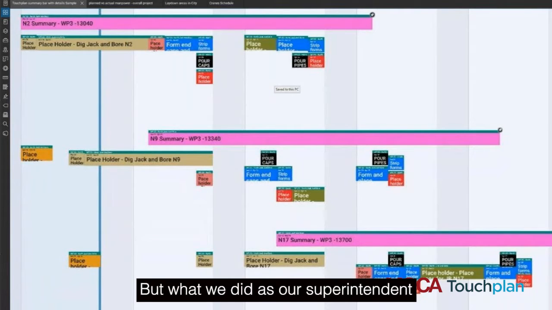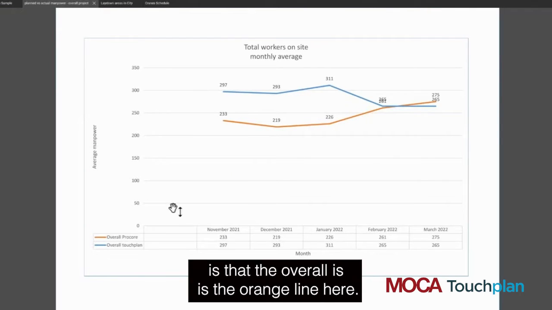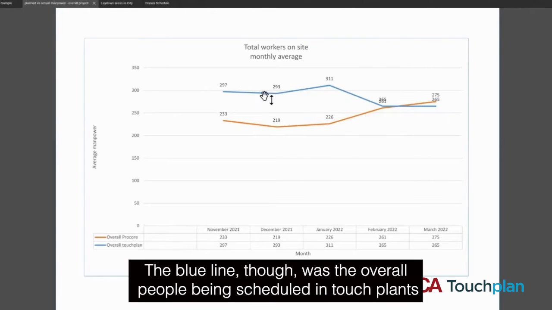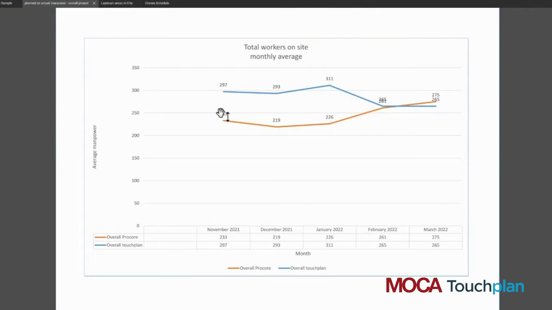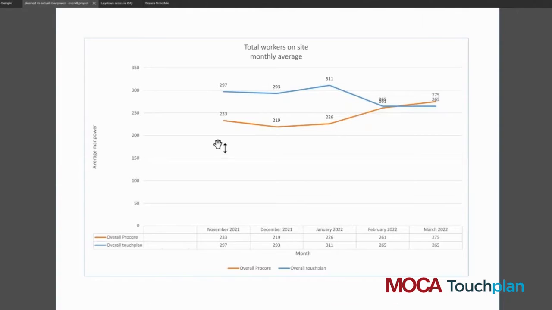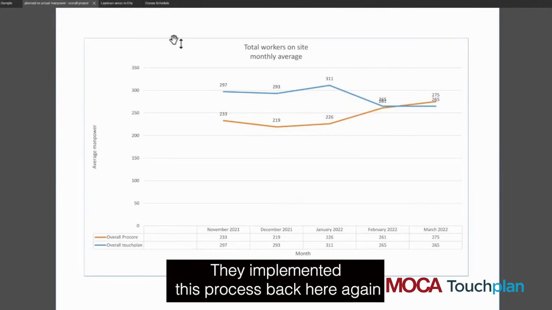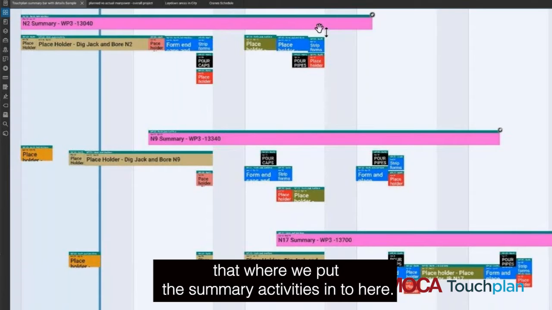But what we did is our superintendent looked at that closer, and I'm going to show you this chart now. The overall is the orange line here. This is how many people are coming into the job. The blue line, though, is the overall people being scheduled in Touchplan. I'm like, why do we have such a variance in the number of people? There's something still not becoming accurate in what we're doing in our planning versus what's actually happening. They implemented this process back here again, where we put the summary activities into here.